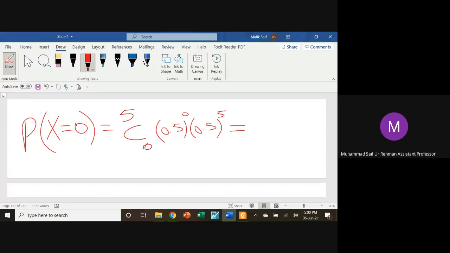So definitely the sum for x equal to 0, 1, 2, 3, 4, 5 will be 1. But what is the probability in this case when no head is there? I think I should use my mobile for this. 0.5 power 5. The answer is 0.87.